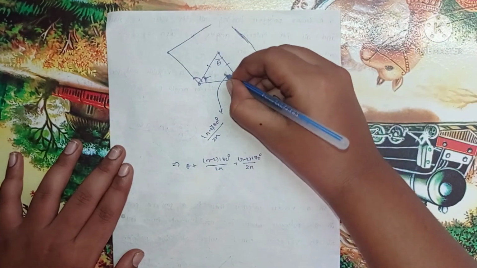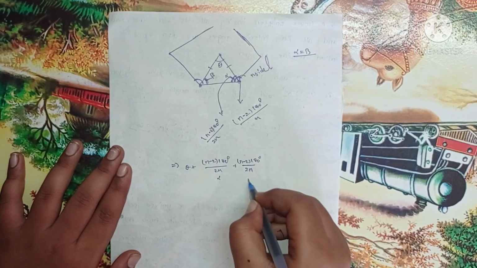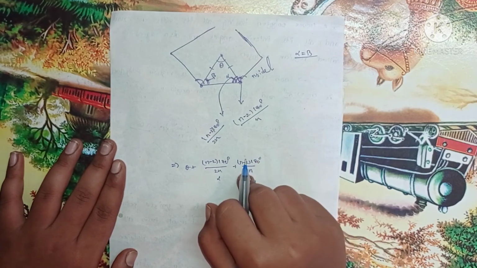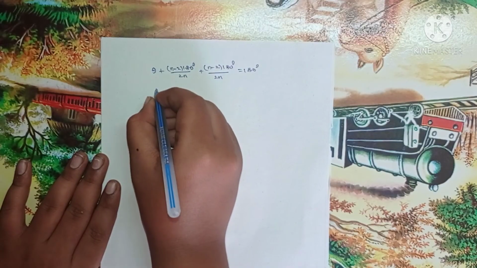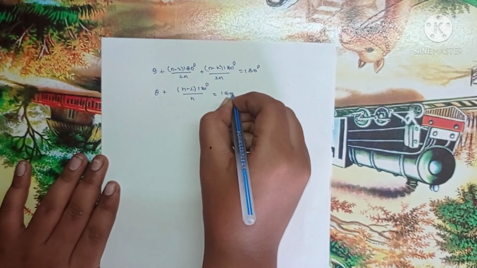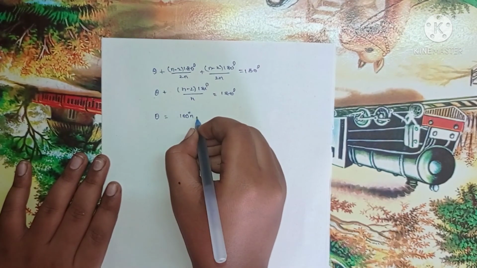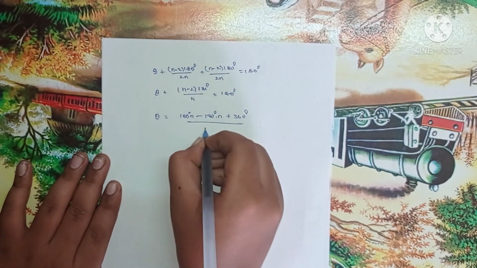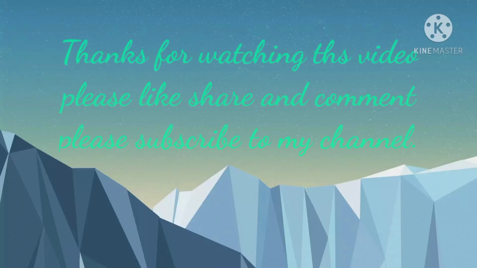This one is alpha and this one is beta. Alpha is equal to beta. Alpha is (n minus 2) into 180 degrees by 2n, and beta is also equal to (n minus 2) into 180 degrees by 2n. So theta plus alpha plus beta is equal to 180 degrees. From this, theta plus (n minus 2) into 180 degrees by n is equal to 180 degrees. So theta is equal to, by taking LCM, 180 degrees into n minus 180 degrees into n plus 360 degrees, by n. So theta is equal to 360 degrees by n.